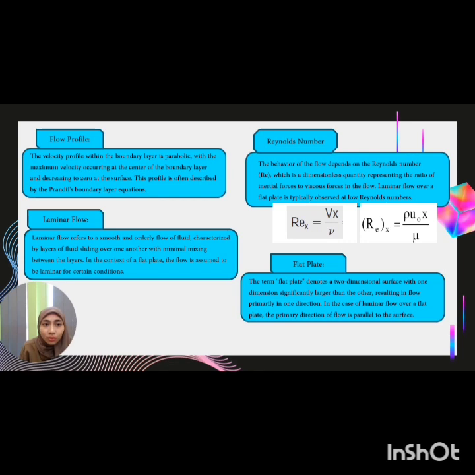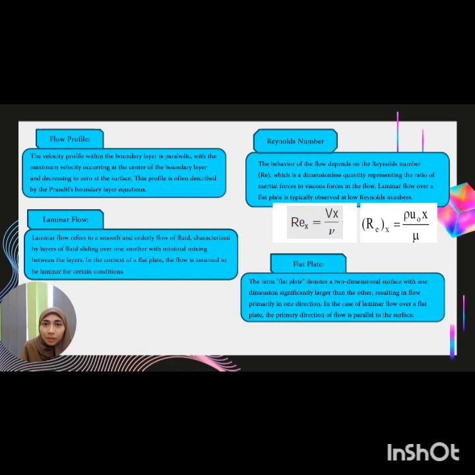So the first theory is flow profile. The velocity profile within the boundary layer is parabolic, with the maximum velocity occurring at the center of the boundary layer and decreasing to zero at the surface. This profile is often described by the Prandtl boundary layer equation.